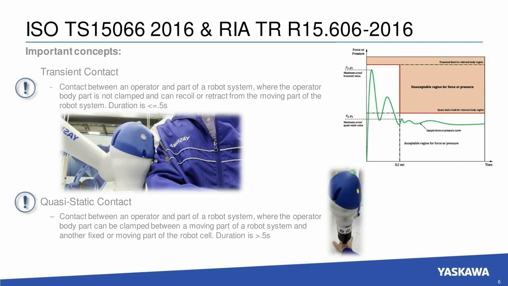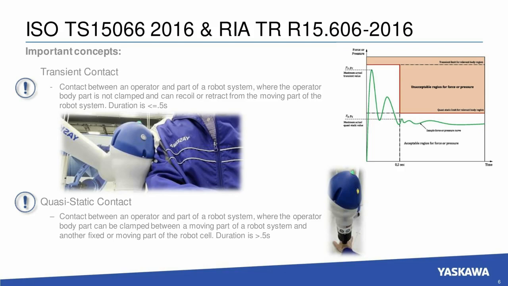So transient contact is between an operator and the robot system, where the operator's body part is not clamped and can recoil from the impact or from the contact. And the duration is less than or equal to half a second. Now you'll see the little graph on the right-hand side, and note that the peak force and pressure must remain in acceptable limits from the start of the contact and abate after half a second. And for this limit value, we use 2 times the quasi-static limit.